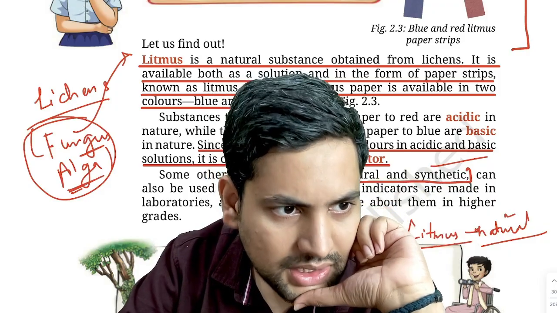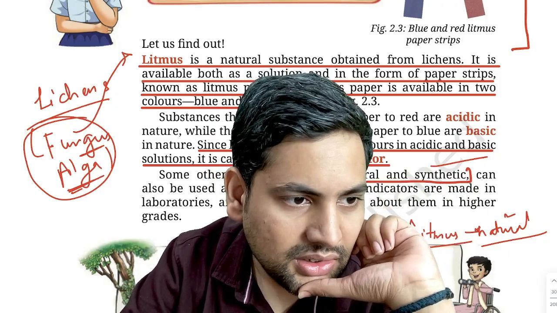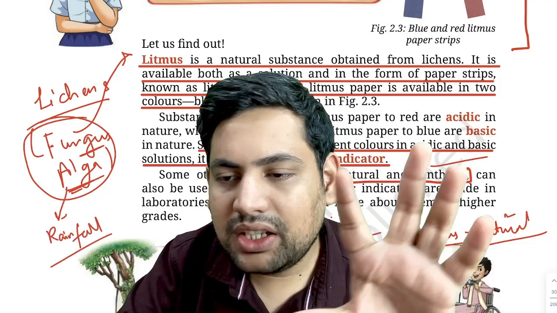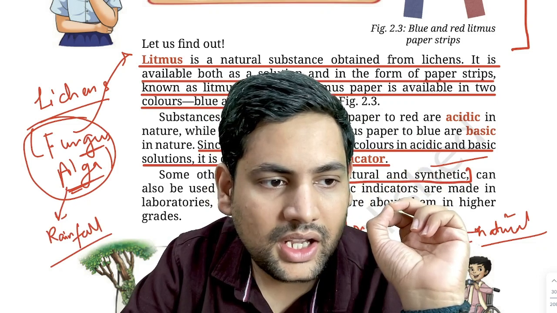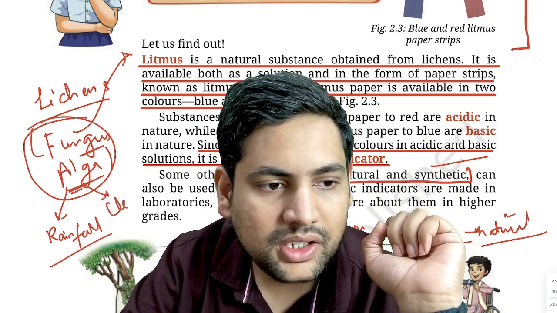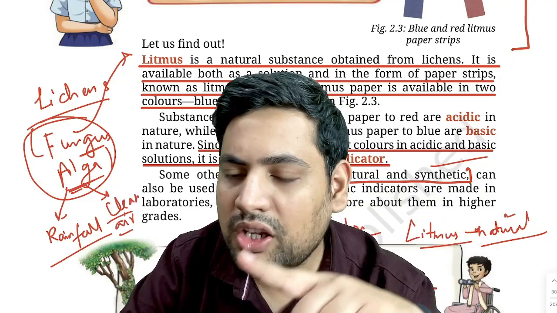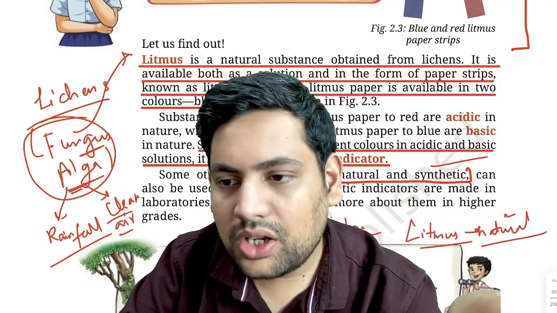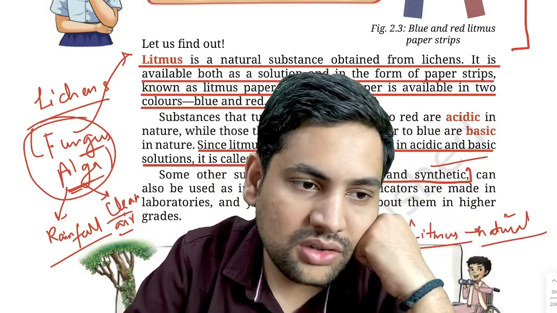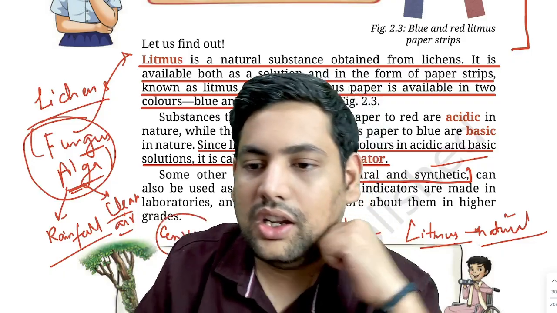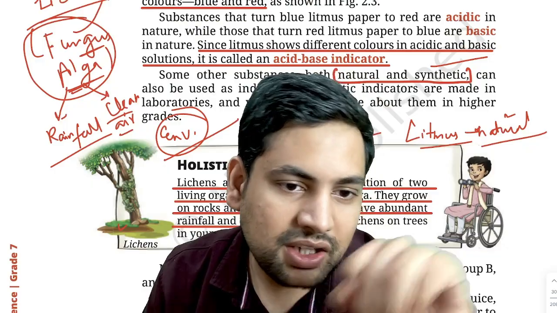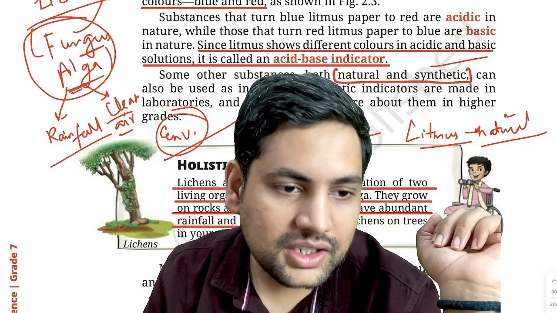Now, lichens has a special property. First, it shows that the area has a decent amount of rainfall. Then only you will have lichens. The other thing is about the air: there must be clean air, a pollution free environment. It only grows in a pollution free environment. So it is an indicator not just of acid and bases, but also of the environment around. Understood? They grow on rocks and trees in regions that have abundant rainfall and clean air.